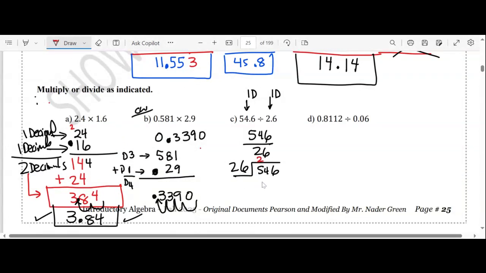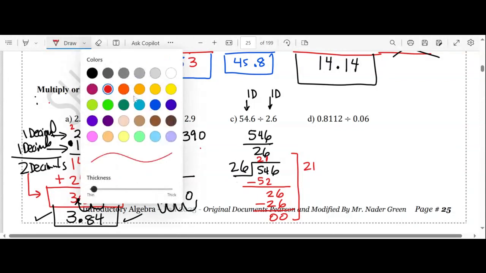2 times 26, how much? 2 times 6, 12. 2 times 2, 4, plus 1, 5. And then you subtract. What are you going to get? 26. And then 26 goes into 26. How many times? 1 time. So you subtract and you get what? 0. So your final answer will be what? 21.